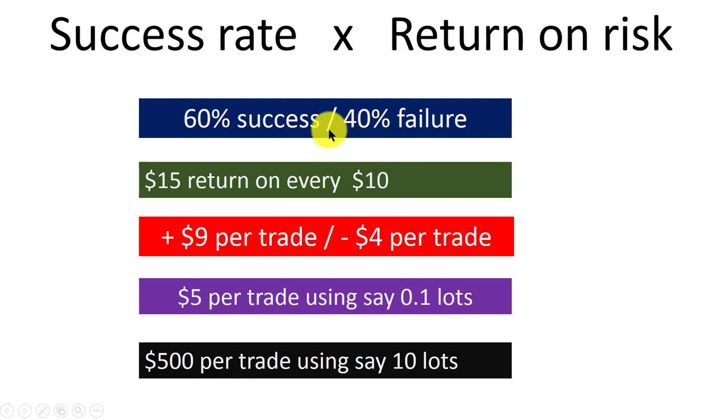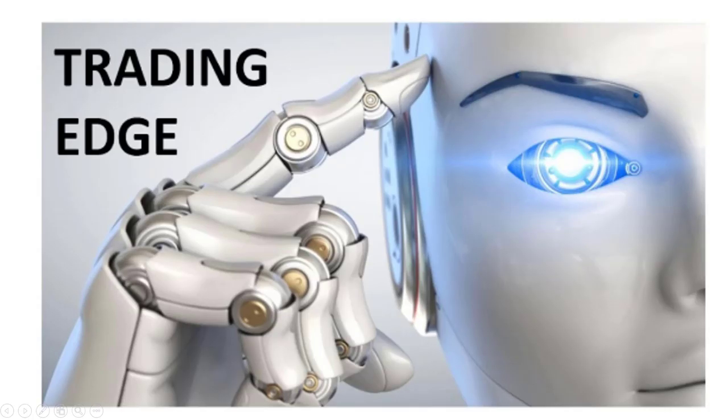So what do you need to have a positive success rate and a positive return on risk? You need a trading edge. You need to be better than the market. You have to have an edge over the market. And once you have that edge, you can print money and increase your risk that you're taking on every trade, and therefore start growing your account on an exponential basis.